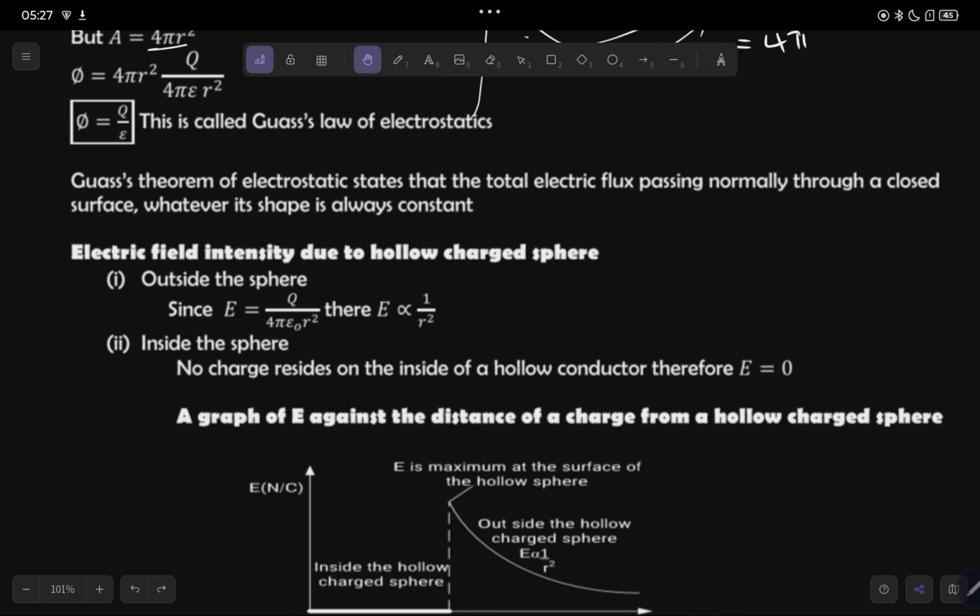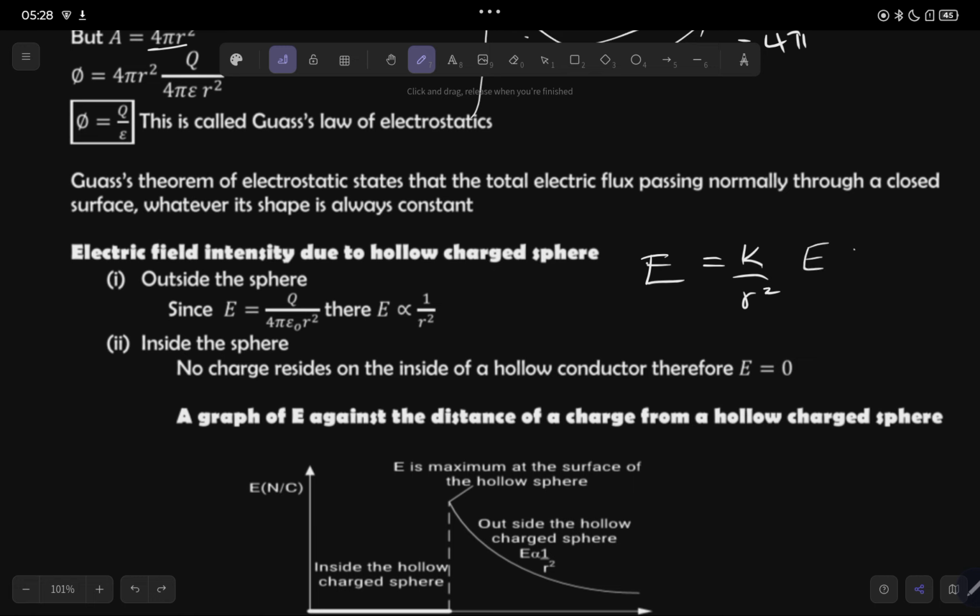And since 1 over 4 pi epsilon naught is a constant, we can say that E is equal to k over r squared. Because even q, the charge we are talking about, is not varying. So q over 4 pi epsilon naught is a constant. So if we take it to be a constant of proportionality, we shall have E proportional to 1 over r squared, which means the electric field intensity varies inversely as the square of the distance of separation outside the sphere. Now, as we saw in Faraday's ice-pail experiments, charge fully resides on the outside of the sphere, there is no charge inside the sphere, and therefore the electric field intensity inside the hollow charged sphere is 0.